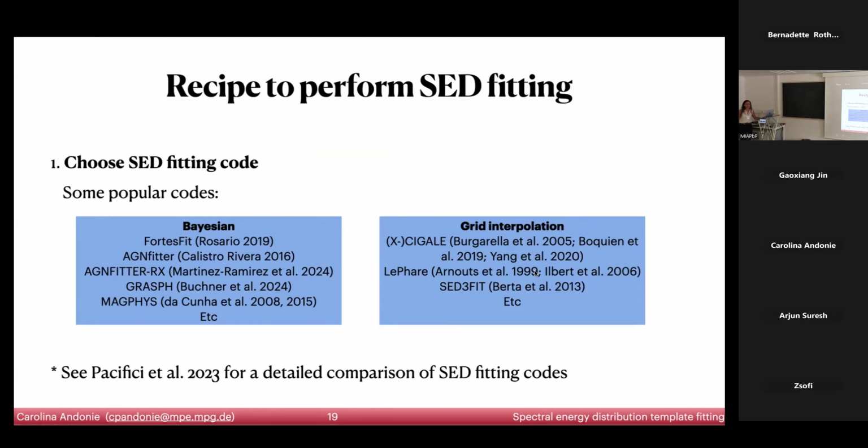But if you are fitting 100,000 sources, you cannot fit each source in 30 minutes, right? So you might want to use a grid interpolation code that might give you the result in 30 seconds. I don't know. So it will really depend. Different SED fitting codes also have different flexibility. For example, FortesFit, which is the one I use, has a lot of flexibility, so the user pretty much has to do everything. But I basically can use the model I want. I just need to incorporate it in the code and I use it.